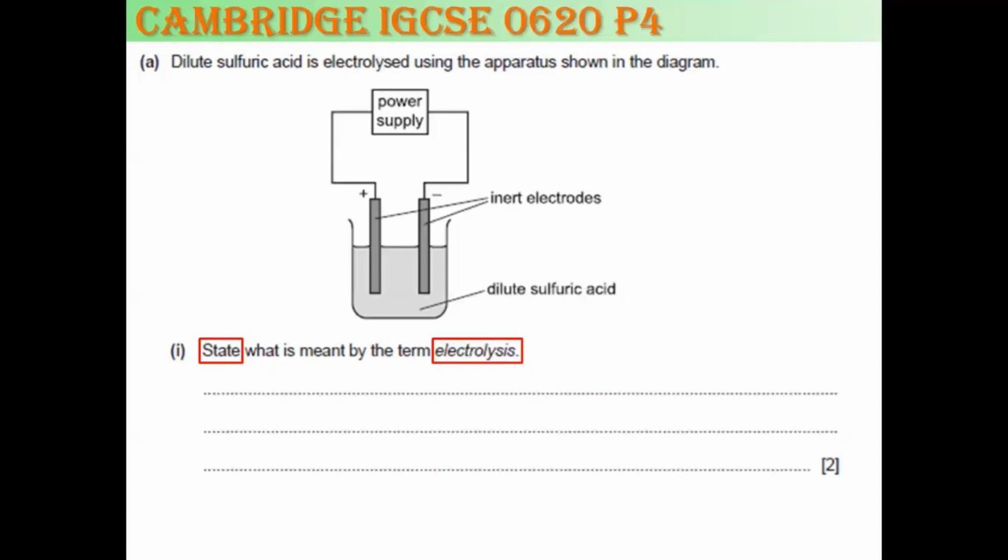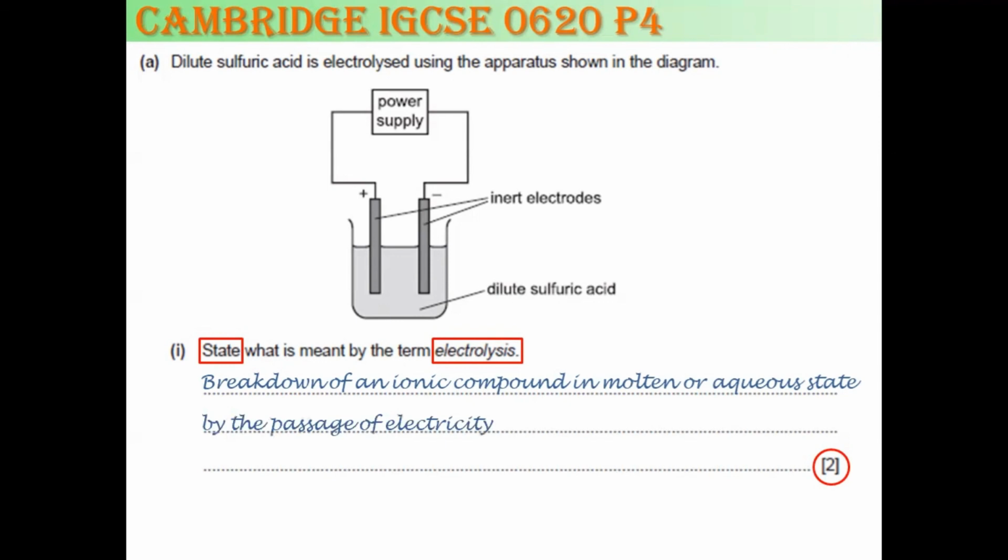Now, when you combine everything, this will look more like define. How do we know that? We look at the mark allocation. They are giving 2 marks for this question. Therefore, we really need to give 2 points. So what are the 2 points they are looking for? First part is breakdown of an ionic compound in molten or aqueous state. The next part is by passage of electricity.